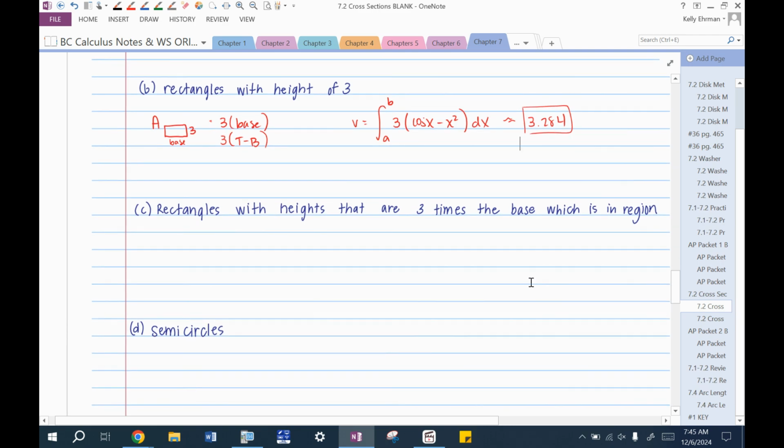Now for part C, it says rectangles with heights that are 3 times the base. So now you have this rectangle where you've got the base, and then the height is not just 3, it's 3 times the base. So what is that area going to be? It's going to be 3 times the base, or 3 times the base squared. So our volume will be the integral from a to b of 3 times, same thing, but squared. Because the base, again, if you want to draw this, the base is like here, and then we have this rectangle.